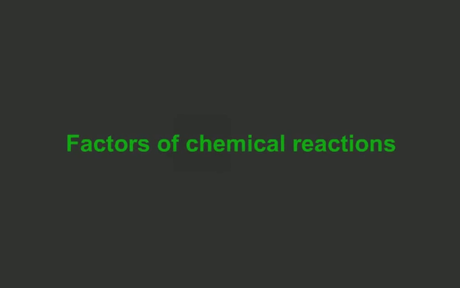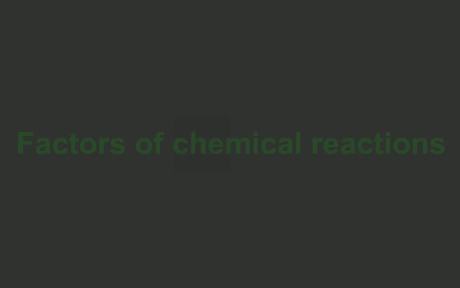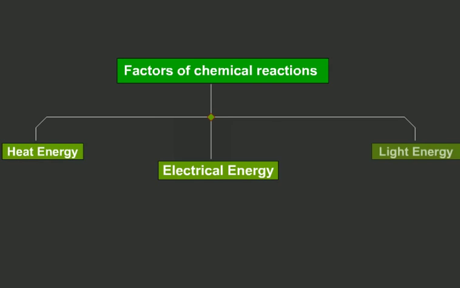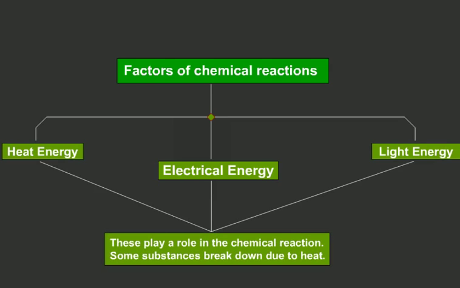The factors of chemical reactions. Students, there are different factors that influence chemical reactions. Some of the most important factors are listed as follows. A. Heat, electricity, and light energy. These play a role in the chemical reaction.